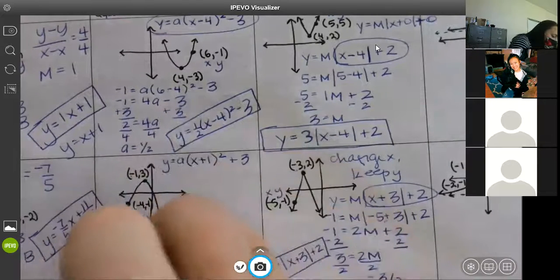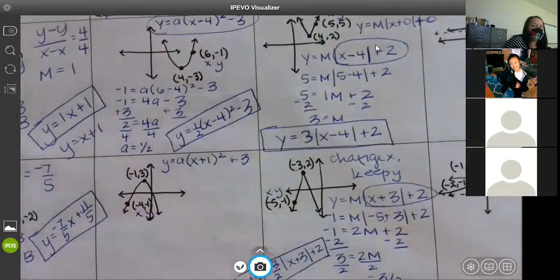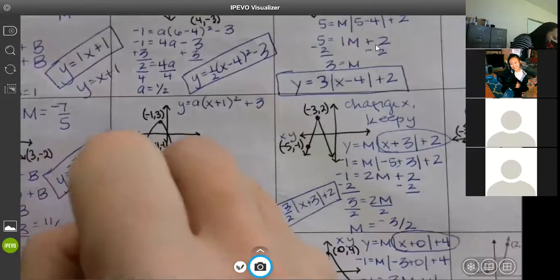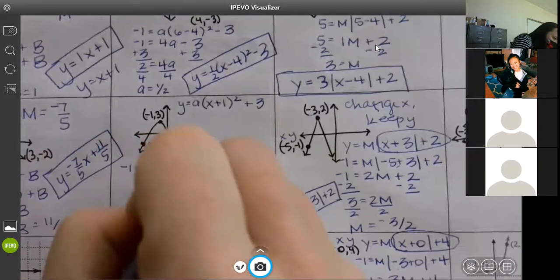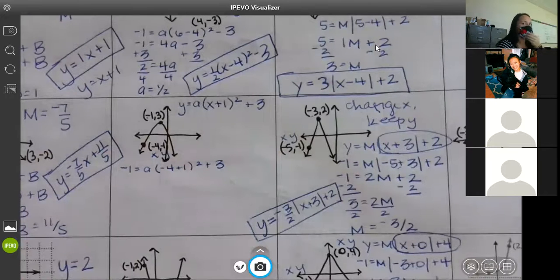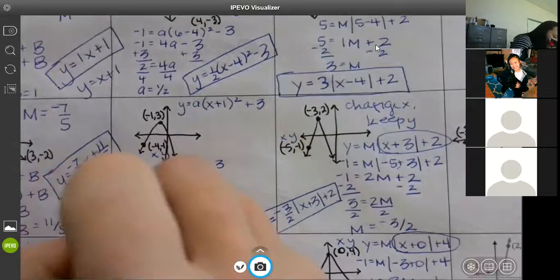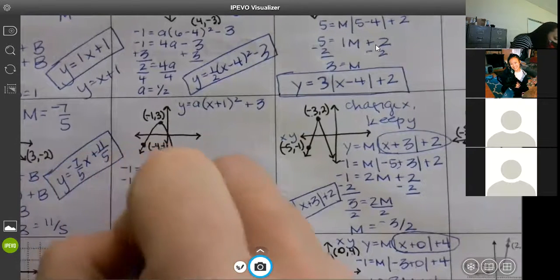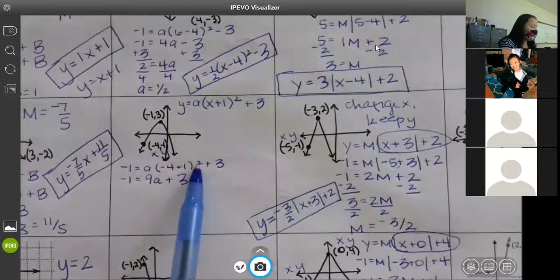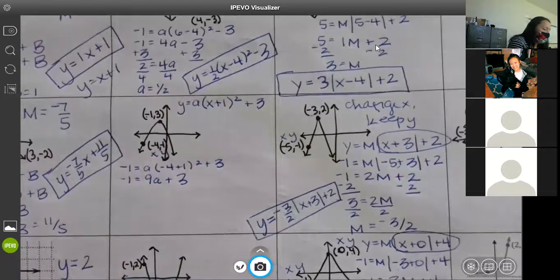The other coordinate is our x, y. So x is -4 and y is -1. So y is -1, x is -4, and there we go. Clean up your square. -4 plus 1 is -3. Squared is +9 times a is 9a. Okay, so all I did was clean that up. -4 plus 1 is -3. Squared is +9 times a is 9a.